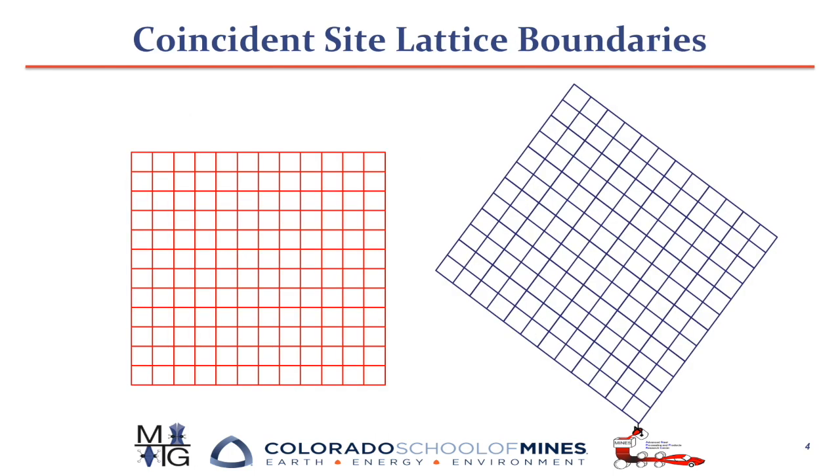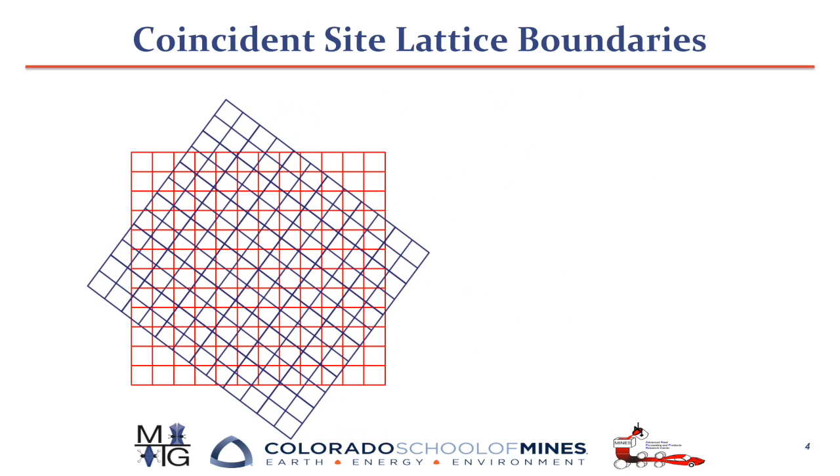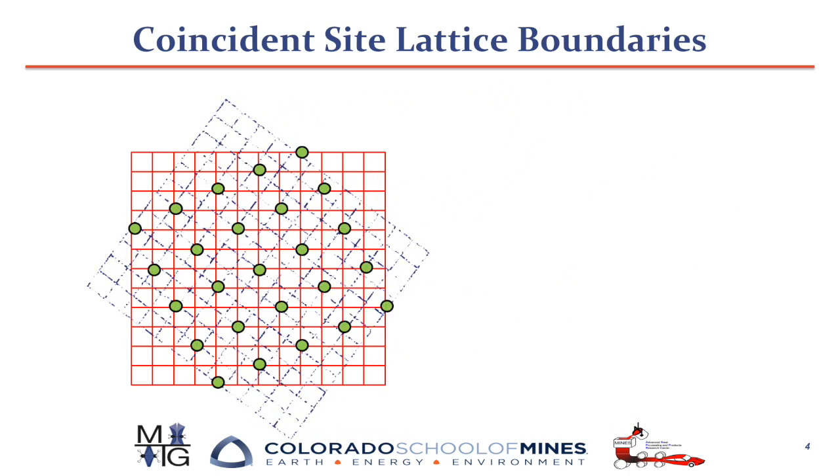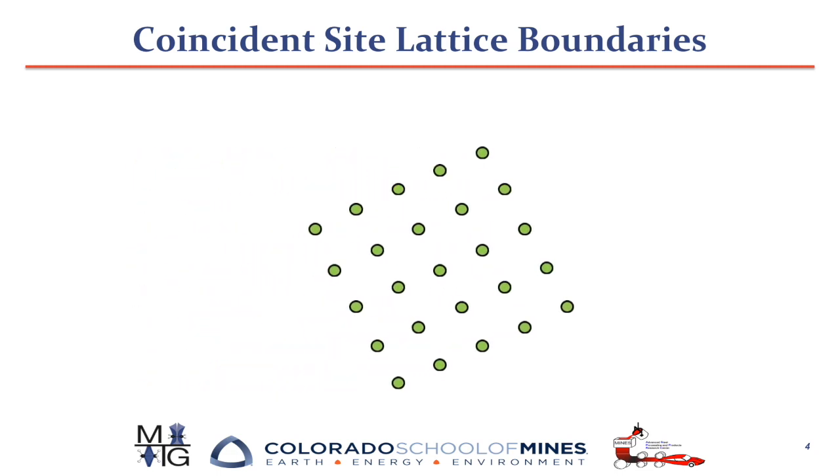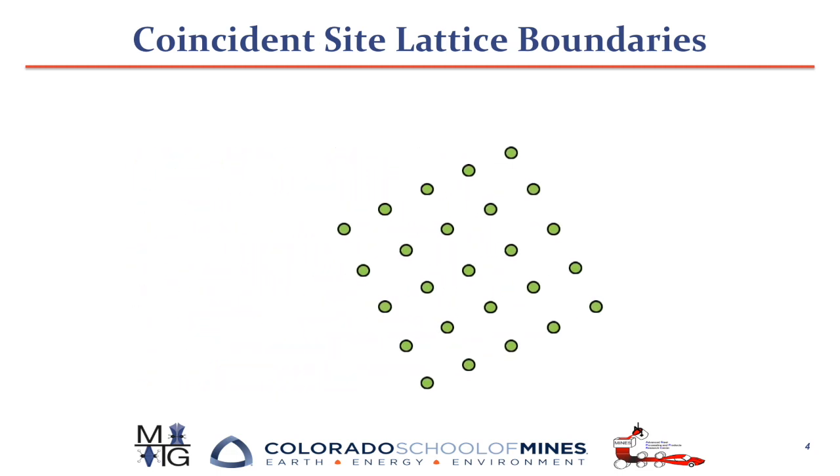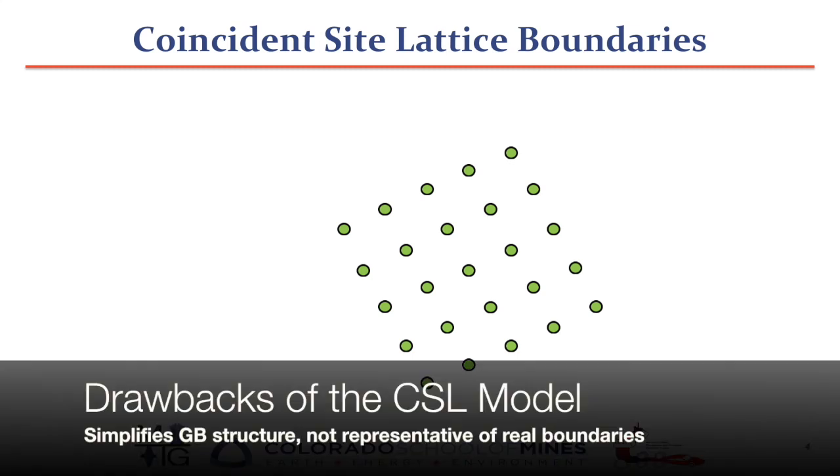Computationalists started analyzing the structure of these special boundaries and described them with the help of the coincident site lattice model. For example, if the red and the blue lattice represent two different orientations from two different grains, if we overlay them one on top of the other, some coincident sites by themselves form a lattice, and this represents the grain boundary structure. This was a very simplified model and had its own drawbacks in the sense that it was simplifying the grain boundary structure, and realistic grain boundaries are not all coincident site lattice boundaries.